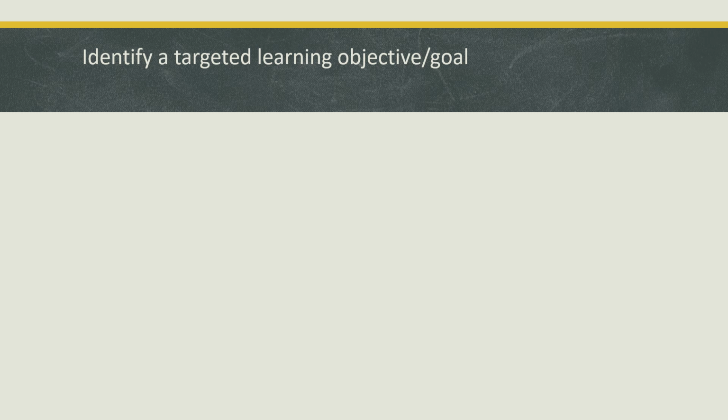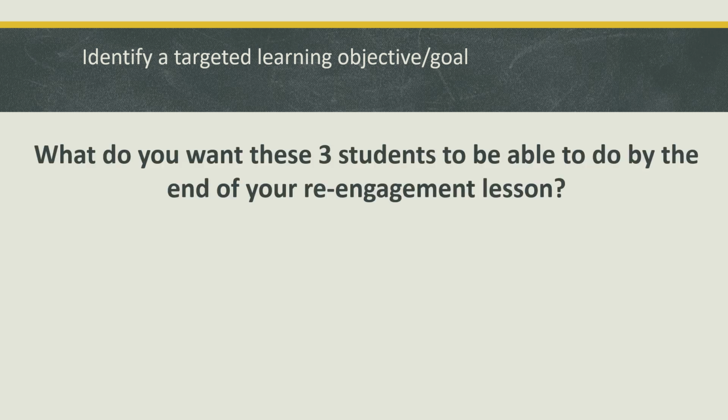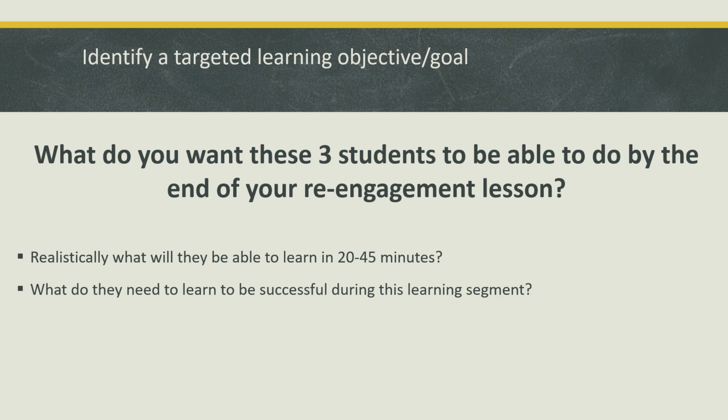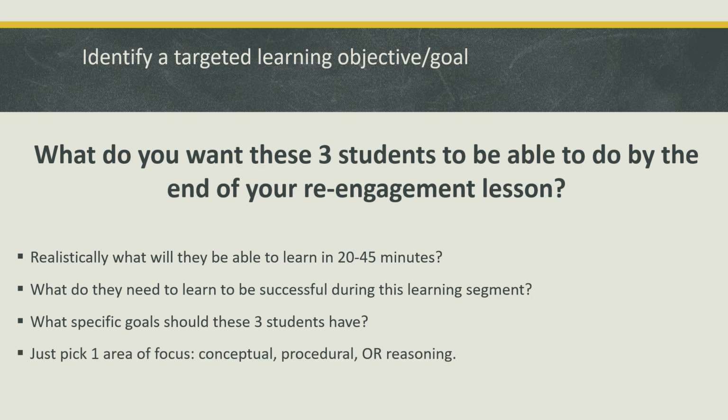So the next thing after you select your students, you're going to identify a target learning objective or goal for your re-engagement. What do you want these students to be able to do by the end of the re-engagement lesson? Realistically, what will they be able to learn in 20 to 45 minutes? What do they need to learn to be successful during this learning segment? And what specific goals should these 3 students have? And then you're going to want to pick, remember, you're just focusing on that conceptual, procedural, or reasoning.